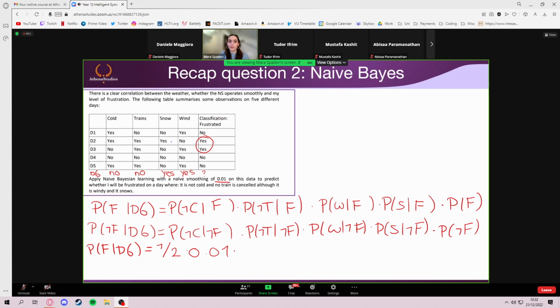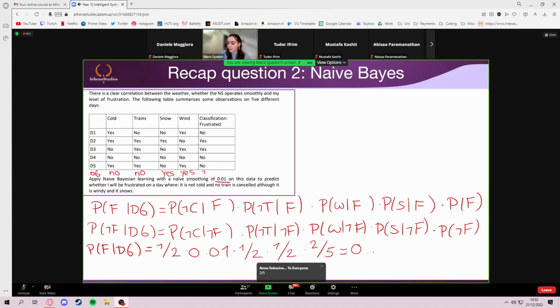So looking for the amount of yes in wind and snow. Yes, they're both 1/2. Perfect. And then lastly, I want to know, what is the probability of being frustrated? 2/5. Perfect. Because we have 2 instances out of our 5 pieces of data where it says that I'm frustrated.